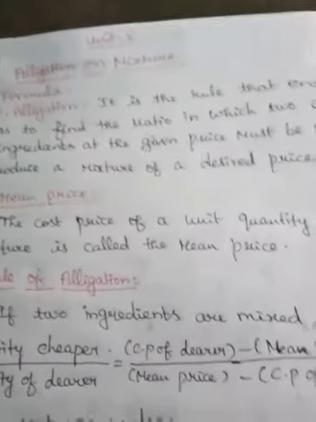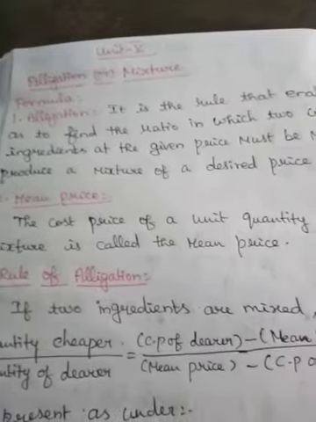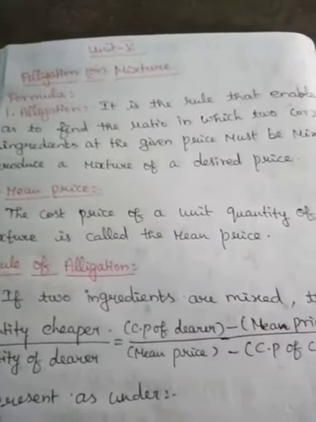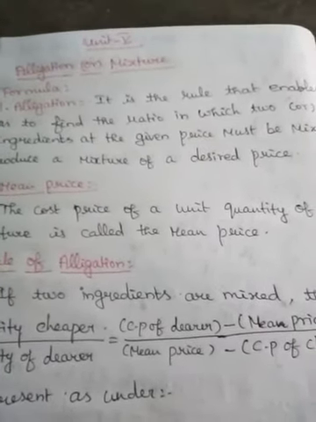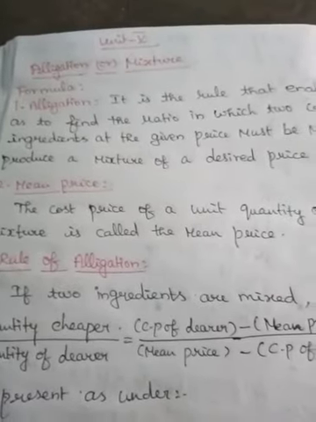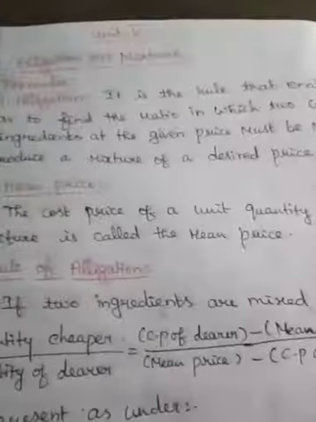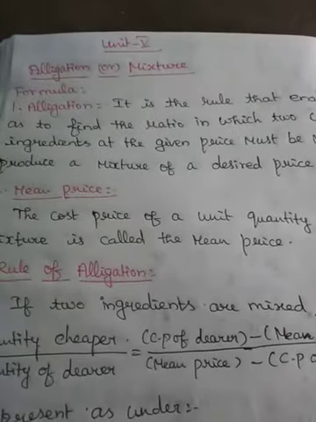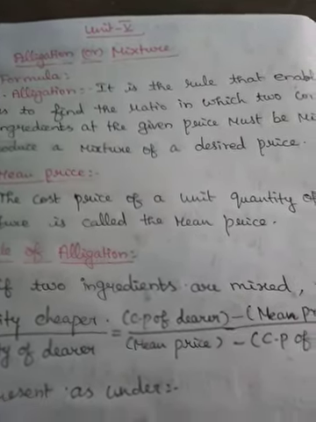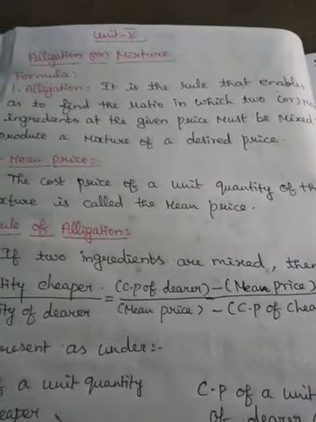Next we continue online class, third year maths, and the subject is mathematics for competitive examination, unit 5: allegation or mixture formula. First one, allegation.